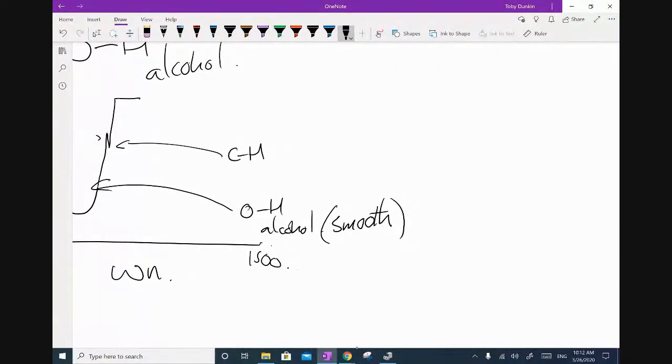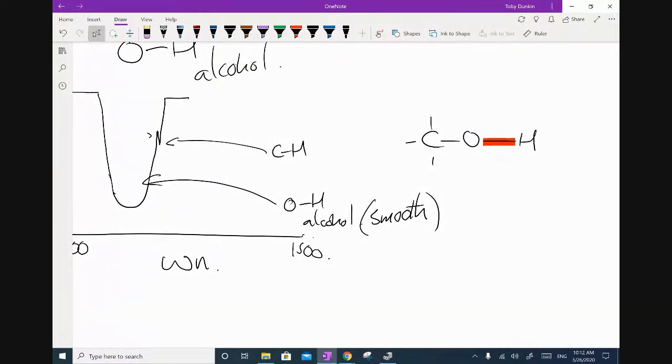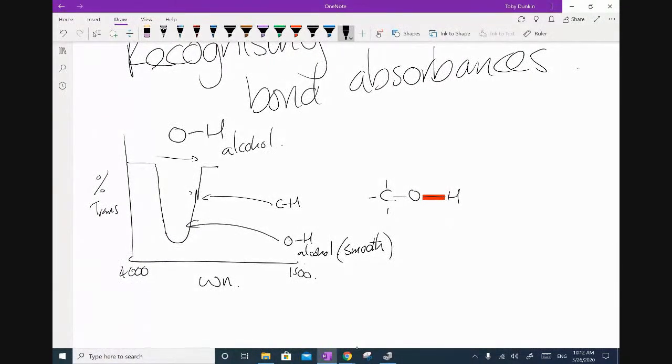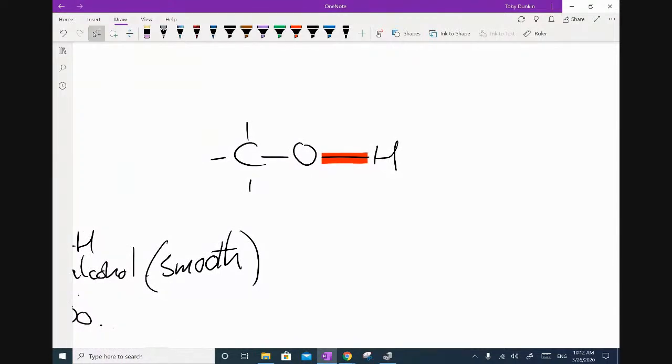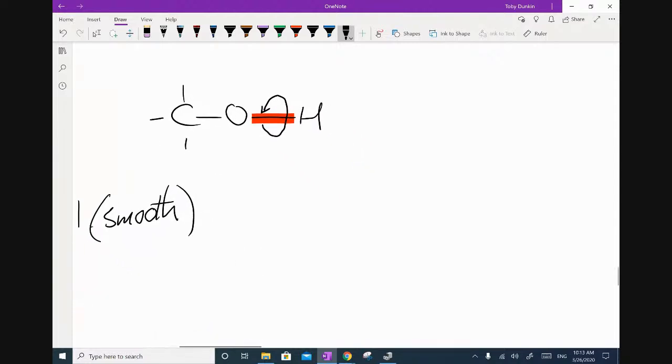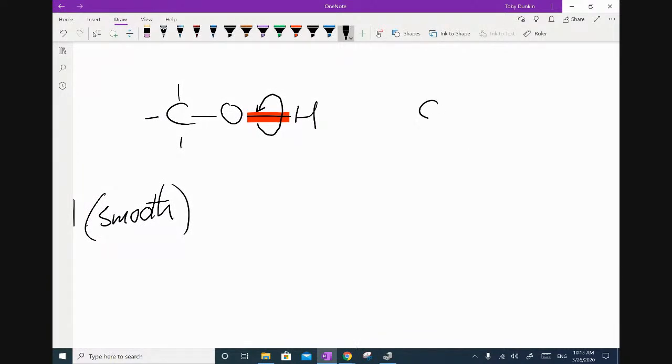So alcohol groups are actually quite an interesting type of vibration. I want to emphasize the bond here that's doing the work. And that's this one here. That bond has got a huge range, a big range of absorbances. What that means is it's doing some major vibrating. And the majority of the vibration is actually a rotation.